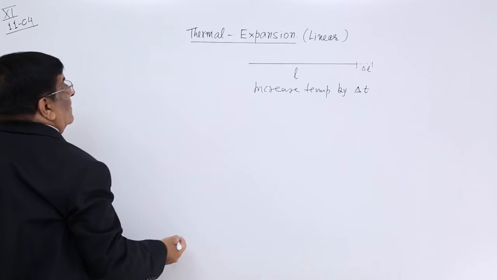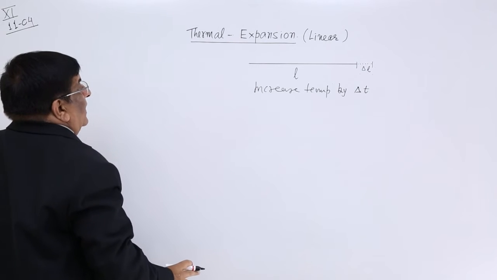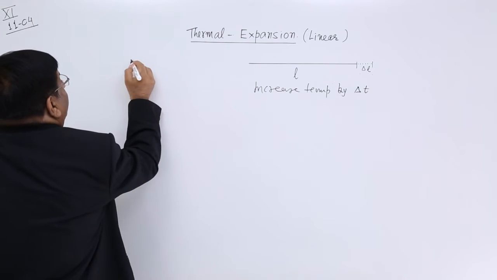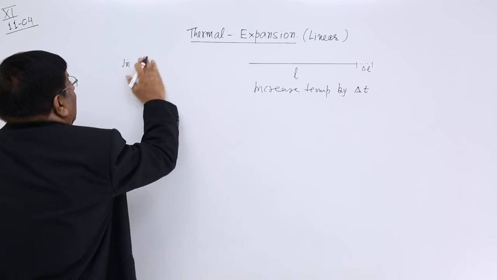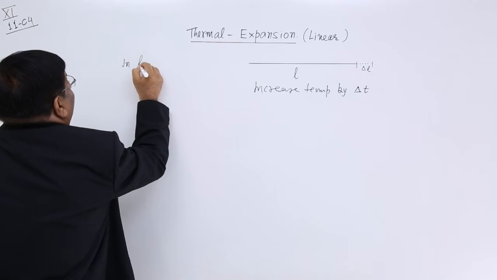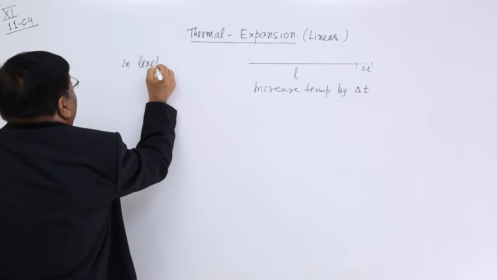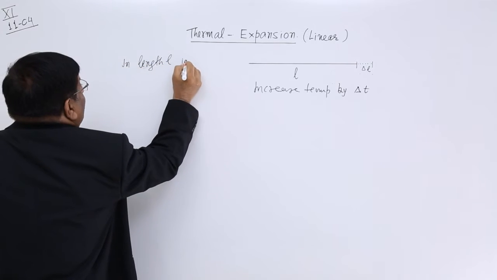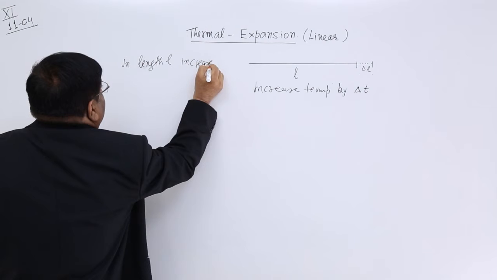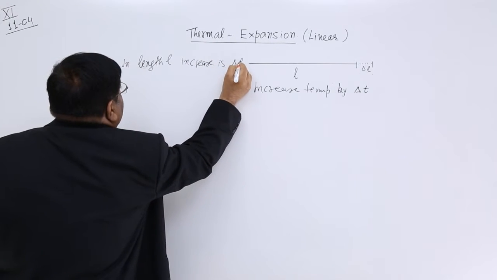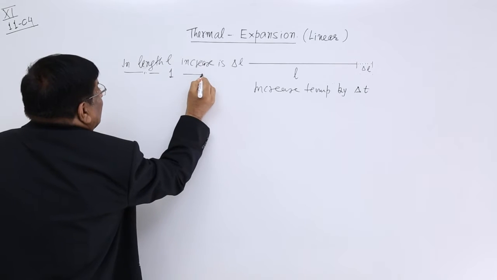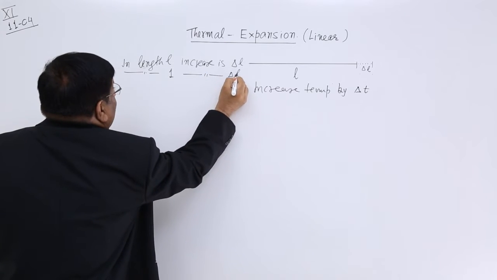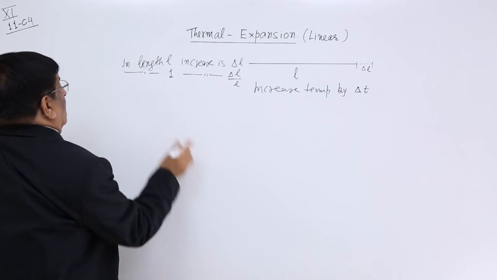So now, in length L, the increase is delta L. So in length 1 meter, what is the increase? Delta L by L.